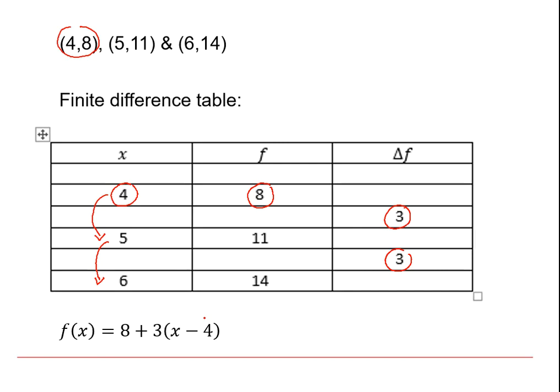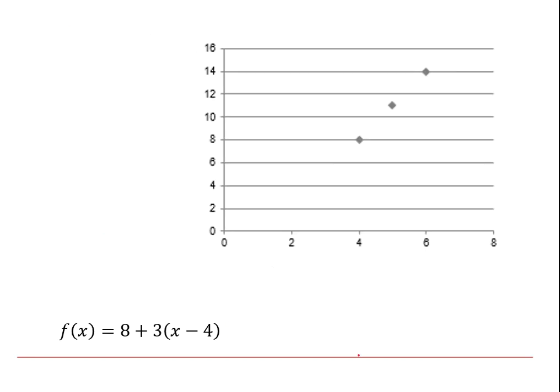So we can see that the formula is going to be, we're going to be starting with 8 and then adding on 3 for every 1 we go up by. So 3 is the gradient, and so we've got this formula here for the straight line. And we can check that that works by plugging in those 3 points if we wanted to.